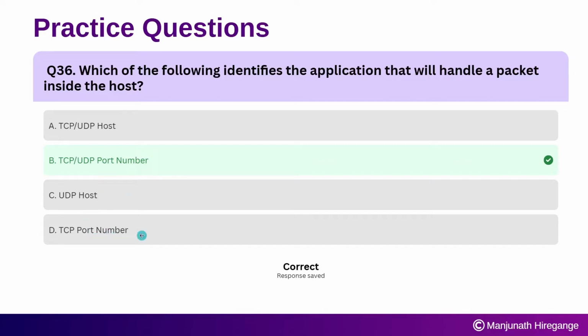And then the TCP port number. This is partially correct, but not complete. TCP port numbers do identify applications, but the question explicitly mentions the application that will handle the packet inside the host. That is both considering TCP and UDP, meaning both protocols need to be considered. So UDP also uses port numbers to identify the application, making this option insufficient. So the right answer is TCP/UDP port number.